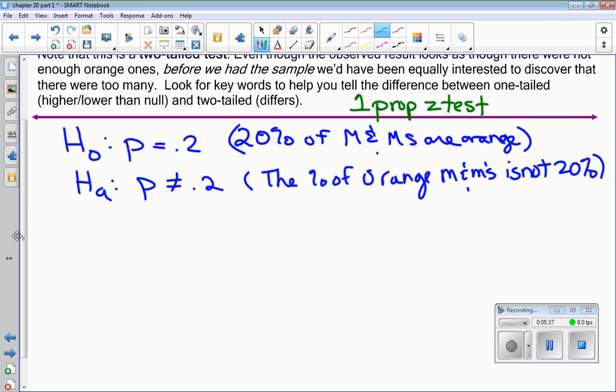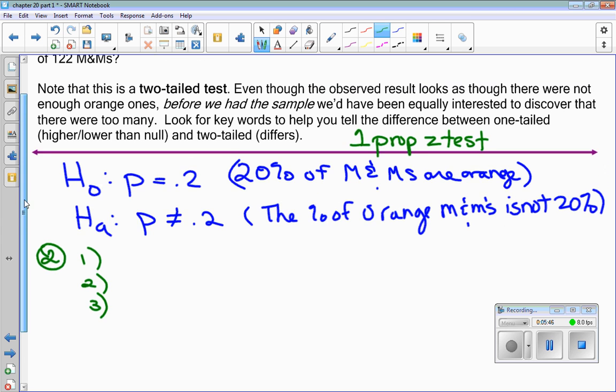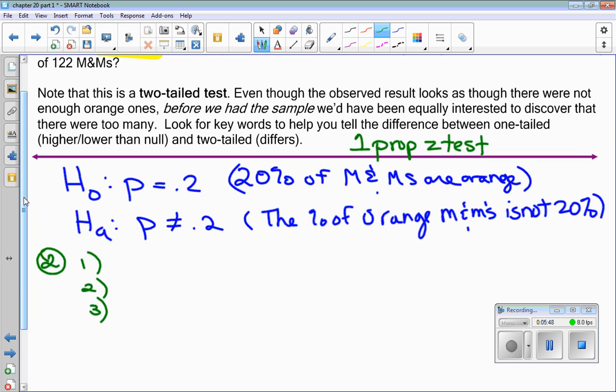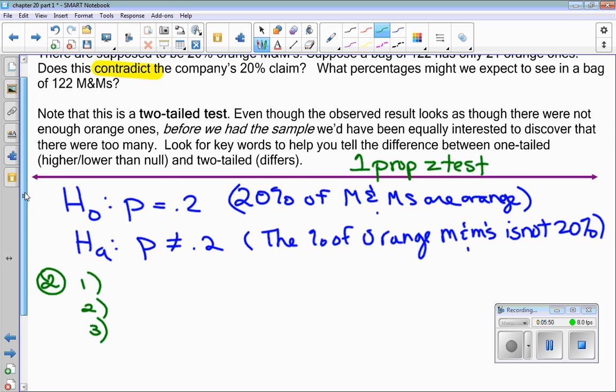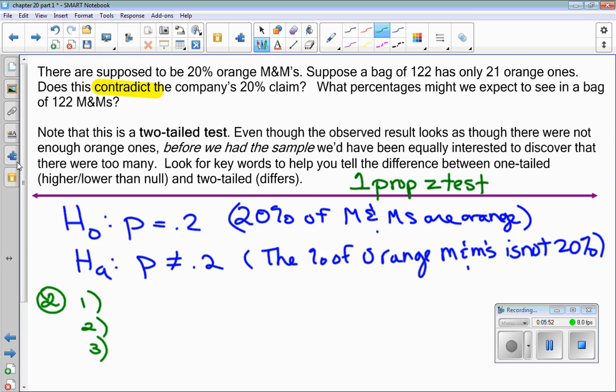Step 2 is going to be to state the conditions. Okay? So let's go through those conditions. We have 3 of them. Was our sample collected randomly? The problem doesn't say. So what would we have to say if we don't know? We're assuming that it's going to be at least a representative sample. Would you agree?